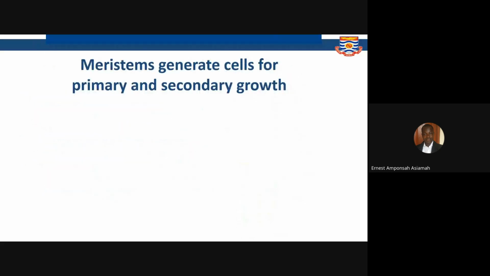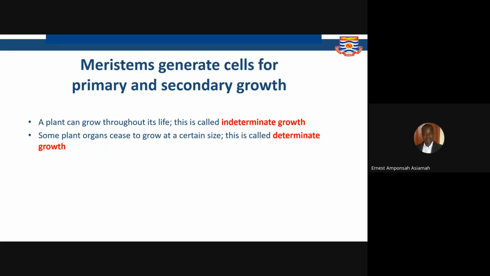Then I went on to talk about the meristems, the three types of meristems. But before that, I talked about indeterminate growth and determinate growth. Indeterminate growth is a kind of growth where the plant is growing throughout its life, and for those which cease at a certain time, we call that determinate growth. Then I talked about the meristems, which are the embryonic tissue in a plant. They are always growing.